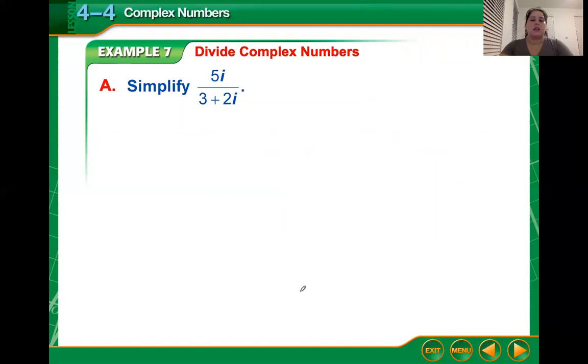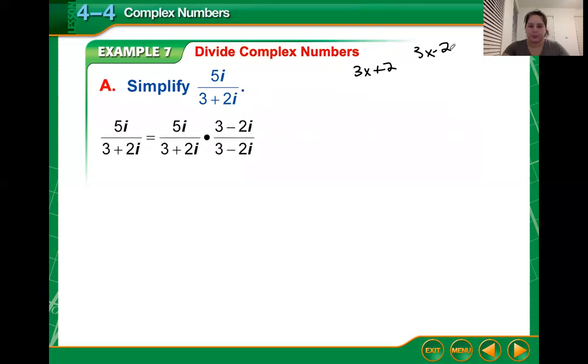All right, next we're going to take a look at division. So we've now added, subtracted, multiplied, and of course now we're going to divide. To do this, we actually need to remind ourselves what a conjugate is. An example of a conjugate would be 3x plus 2 and 3x minus 2. When we're looking for a conjugate of a binomial, you take those two terms and just switch the sign in between them.